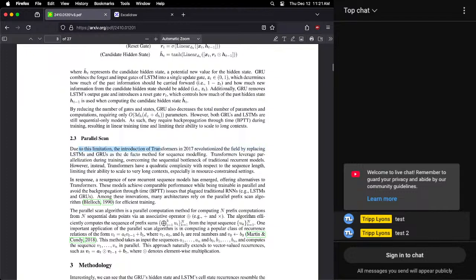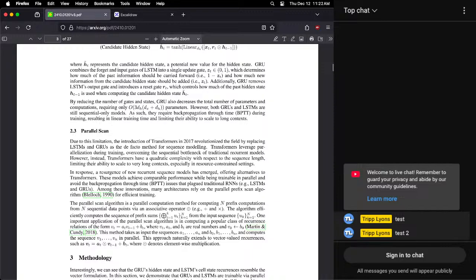Due to this limitation, the introduction of transformers revolutionized the field by replacing LSTMs and GRUs. Okay, and that's because it's parallelized during training. Got it. Doesn't need to backpropagate through time to train.